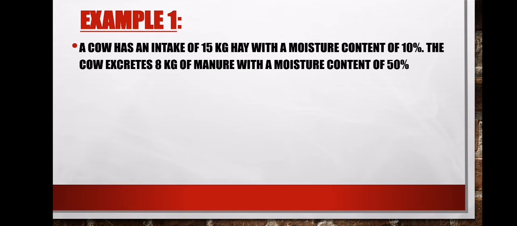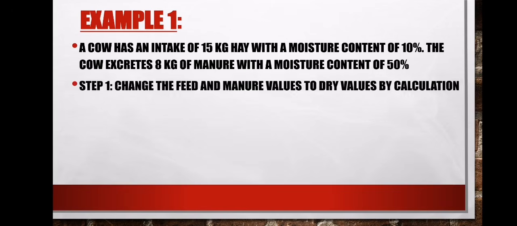Let us look at how we can get this one. They say step 1: change the feed and manure values to dry values by calculation. We know that in our formula, we must have dry matter intake and dry mass manure. That's what we must have in our formula. There is nothing that will talk about moisture. So how do we do it, my people? How do we do it?